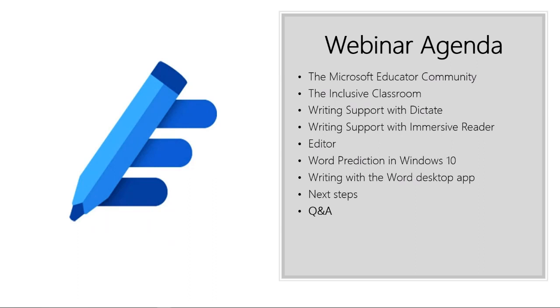We'll look at that in the Windows 10 app for Word, but we'll also look at it online. Then we'll talk about word prediction and the cool things you can do with that in Windows 10. Sorry, Mac users, this one's going to be just a Windows 10 demo at that point. And then we'll look at writing with the Word desktop app as well. Then next steps, we'll have a bit of a Q&A.